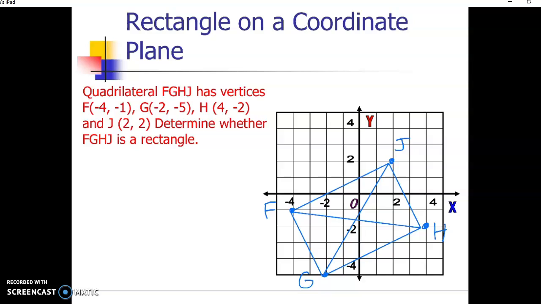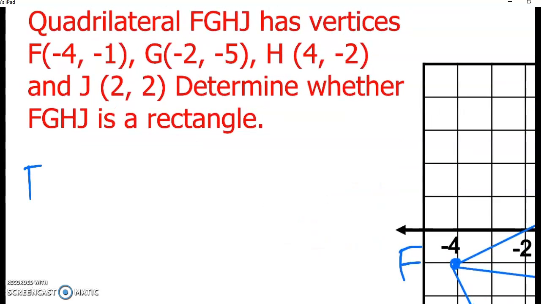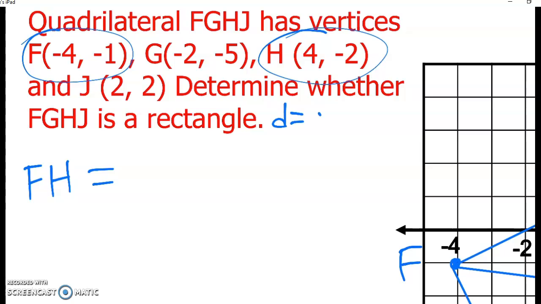So first, we're going to try and prove that these two diagonals are congruent to each other. How to do that is you just got to use the distance formula, and I know most of you don't like doing the distance formula, but it's something we need to do. So first, I'm going to find the distance of FH. I have my two coordinates here, F and H. Distance formula, remember, I'm just going to write it real quick here.